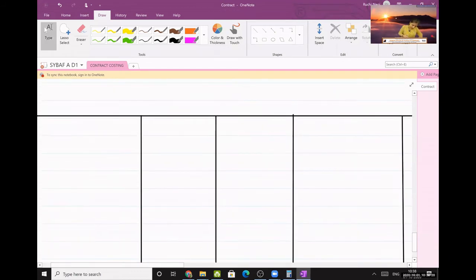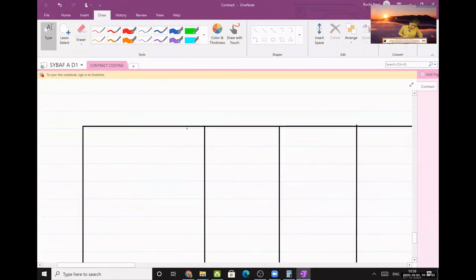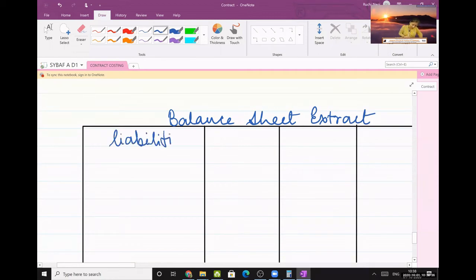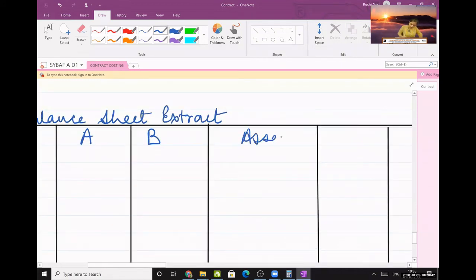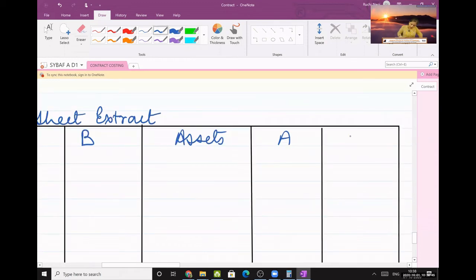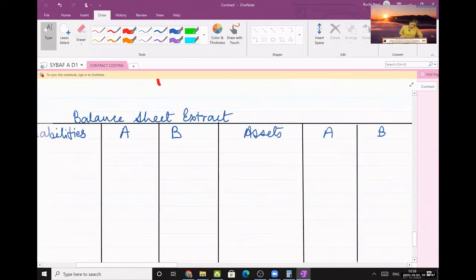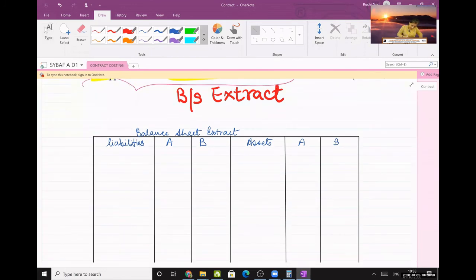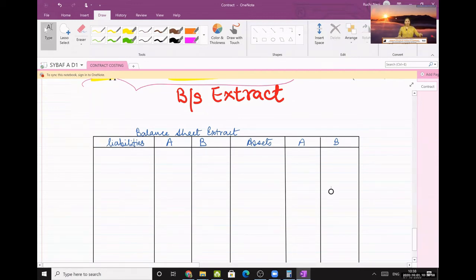Okay, so give the heading balance sheet extract. When I write the word extract, it means it will not tally. Liabilities: contract A, contract B. Assets: contract A, contract B. Okay. Next. Okay, fine.